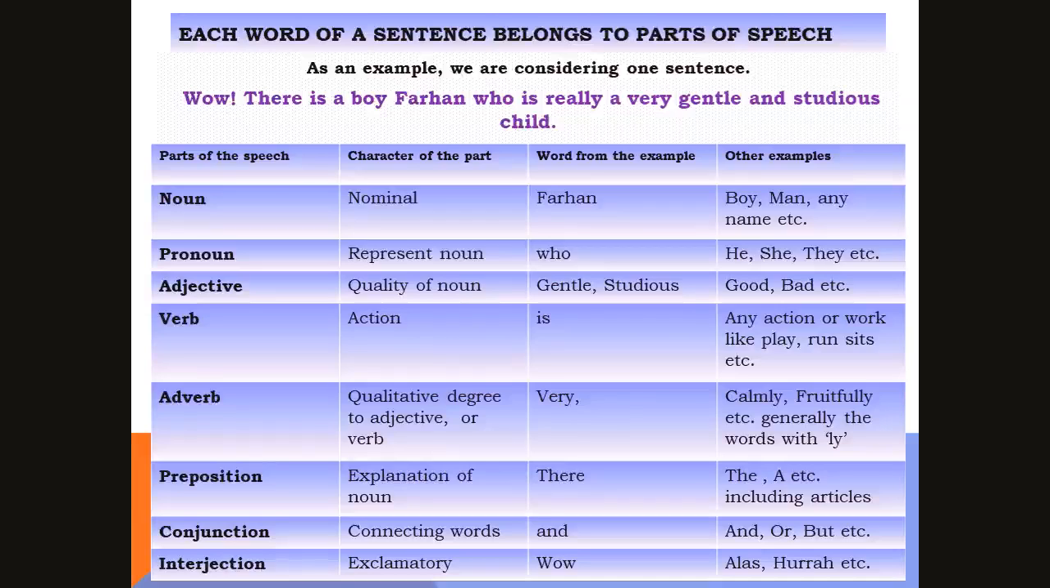Now, adjective. An adjective represents the quality of the noun. Here 2 adjectives are there: gentle and studious, which are showing the quality of the noun Farhan. Other adjectives like good, bad, etc. all are adjectives.